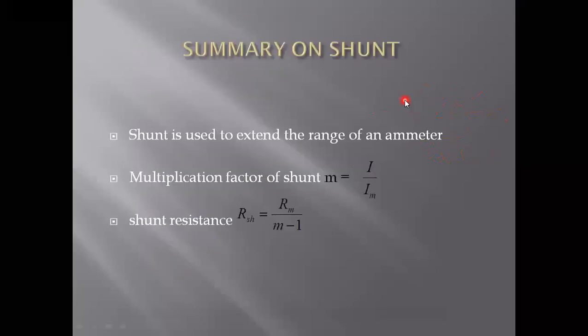We'll just quickly summarize what we have learned about shunt. Shunt is used to extend the range of an ammeter. The multiplication factor of shunt m is equal to I by Im. Shunt resistance Rsh formula would be Rm by m minus 1. And we have solved a problem using the formula.